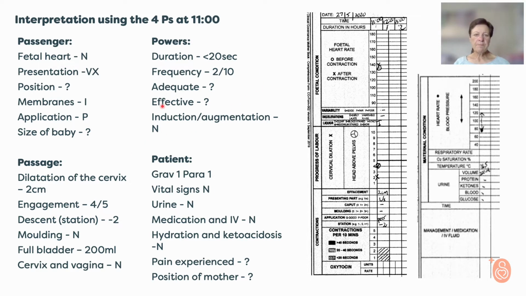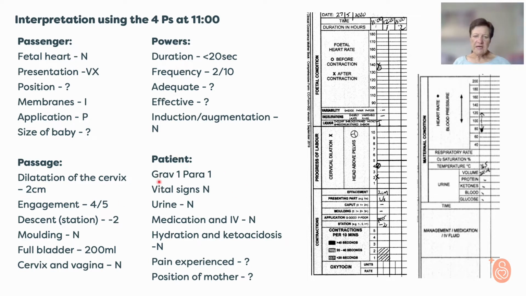Now, when we look at the powers, we see that she is having here 2 contractions in 10 minutes. That's between 20 and 40 seconds long. The frequency 2 in 10 minutes. Now the question is, remember when we did the contractions, we said we need to determine whether the contractions are adequate and effective. We're not 100% sure in this case whether the contractions are adequate or effective yet, because the patient is very early in labor. She's only 2 centimeters dilated.